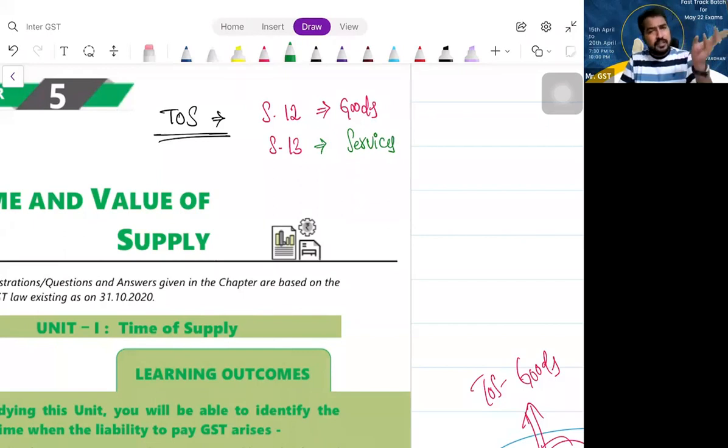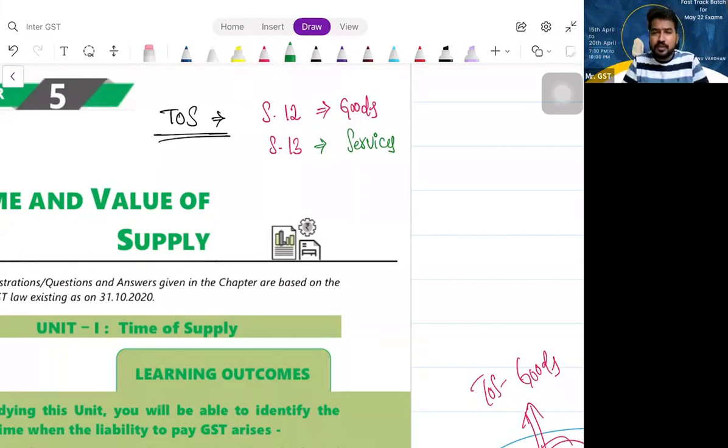Because in a transaction, there is a separate date of invoice, there is a separate date of delivery of goods, there is a separate date of payment. So these events related to the same transaction are happening in different months. If they are happening on the same day, there are no problems. But practically it doesn't happen, correct? So what should I do? I should understand when my liability to pay tax will arise. That is what time of supply is.